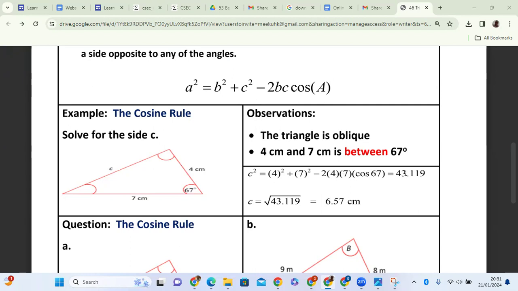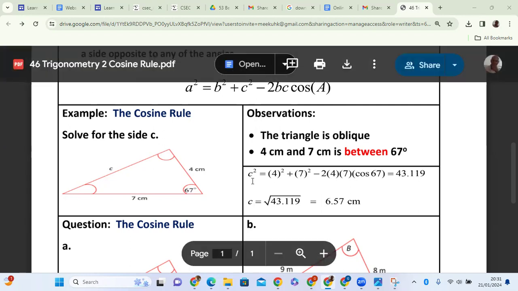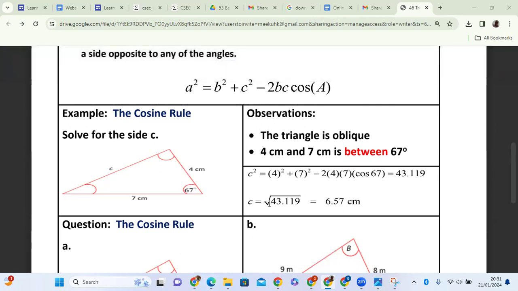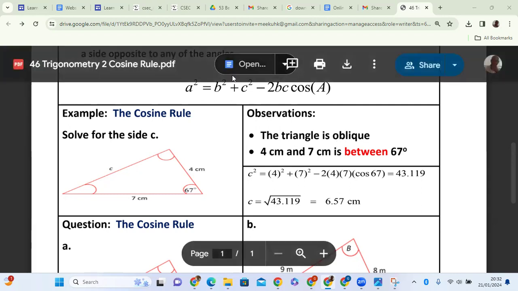to get 43.119, and that is c squared. So to get c, we square root 43.119 and we get 6.57. When you square root a number, you can get the plus or minus. The square root of 4 is plus or minus 2. But because we are dealing with length, we'll just stick with the positive side of the square root, which is 6.57. So the key word here is between, an indication that we have to use the cosine rule.